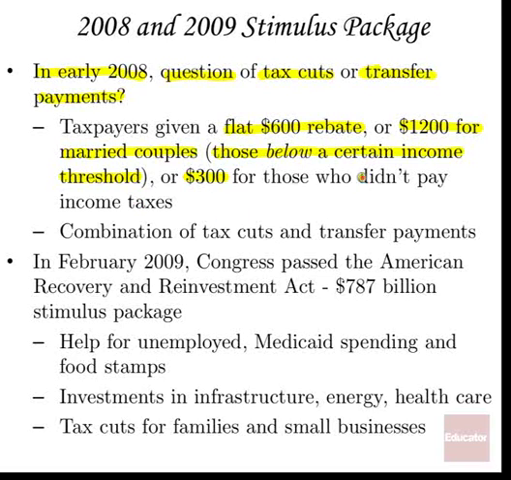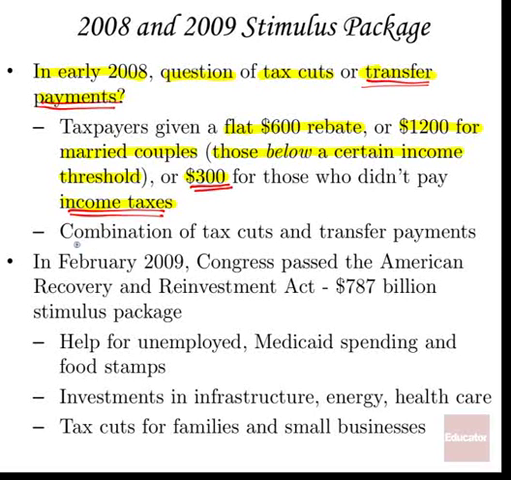Or $300 for those who didn't pay income taxes. So not only was there a tax reduction of $600 or $1,200, a flat tax reduction, there was a $300 rebate for those that didn't even pay. So it's a $300 credit. That actually counts as more of a transfer payment. You're transferring wealth, or basically you can look at it as a tax cut. So tax cuts and transfer payments work in the same way.